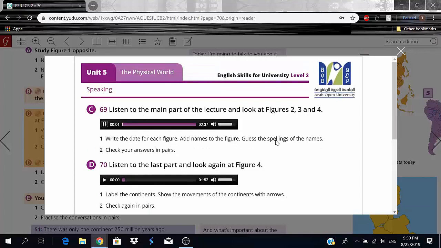69. Exercise C. Listen to the main part of the lecture and look at figures 2, 3, and 4 on the opposite page.